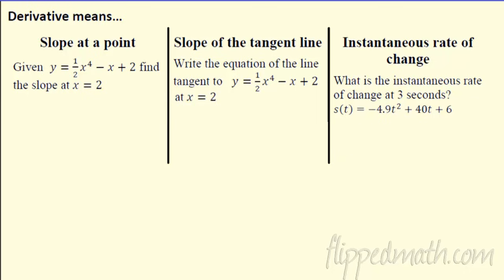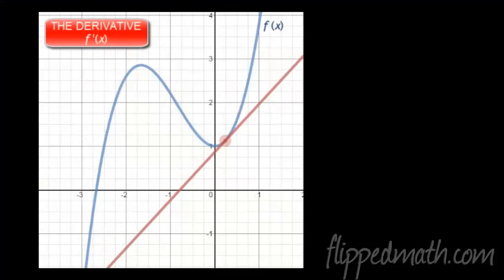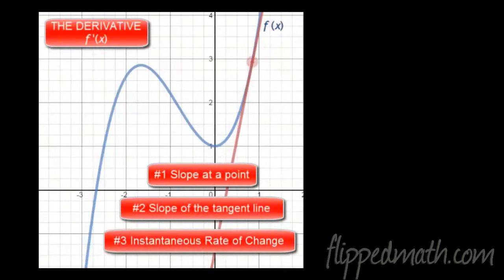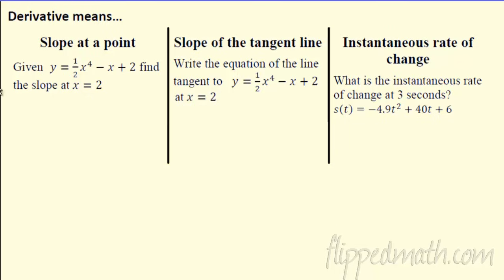All right, so moving on. Remember that little clip I showed you? The derivative is the slope at a point. It's the slope of the tangent line and is the instantaneous rate of change at that point. Well, here it is. Slope at a point, slope of a tangent line, instantaneous rate of change.